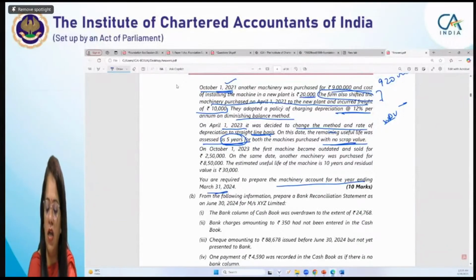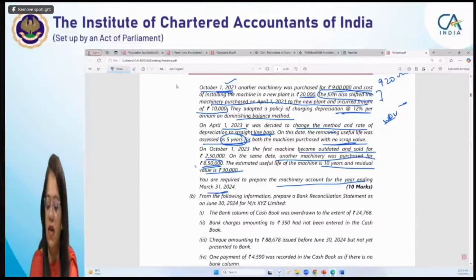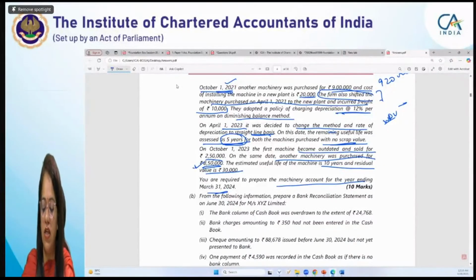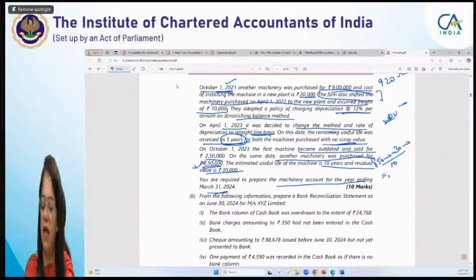All right, on the 1st October 23, the first machinery became outdated and was sold for 2,50,000. And on the same date, another machinery was purchased for 8,50,000. And for this, the useful life of the machinery is 10 years and the residual value is 30,000. ये वाली मशीनरी जो थी हमने 8,50,000 की खरीदी है। उसने बोला है कि इसकी residual value मतलब इतने में बिक जाएगी 30,000, और हमारी कितने साल की मशीनरी है? 10। So 8,20,000 divided by 10, 82,000 will be the depreciation for the whole year.